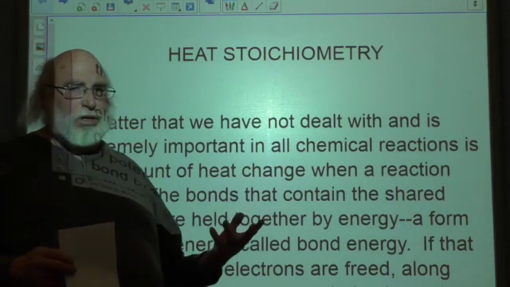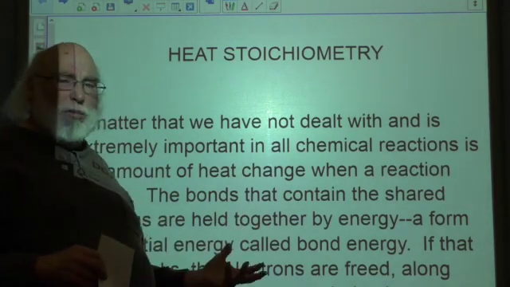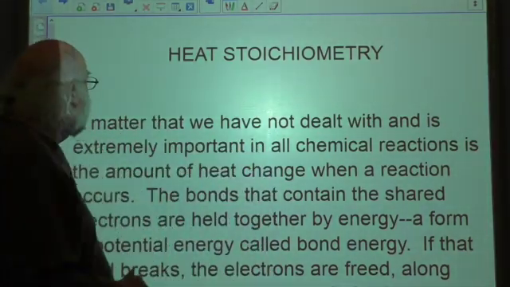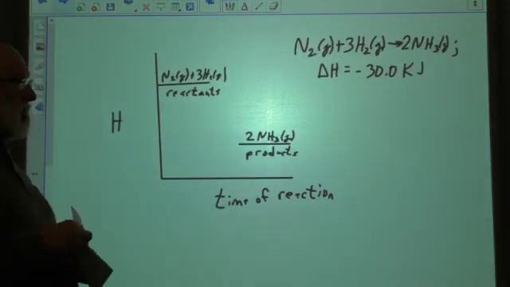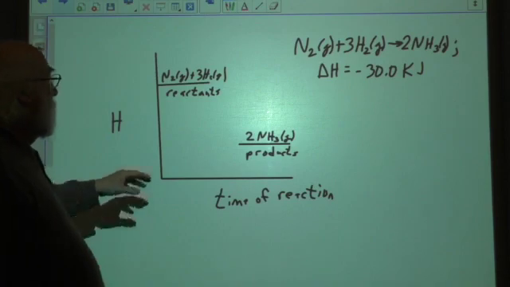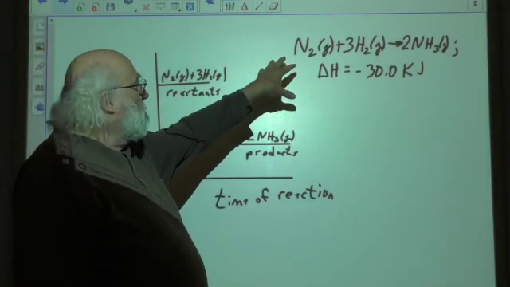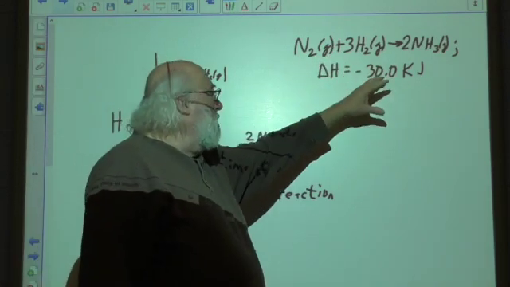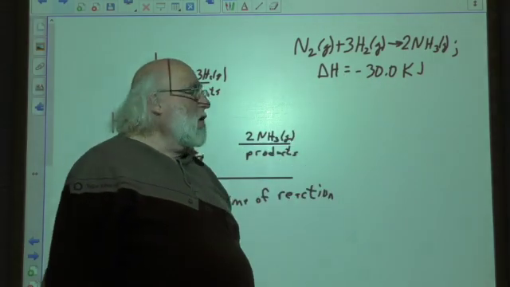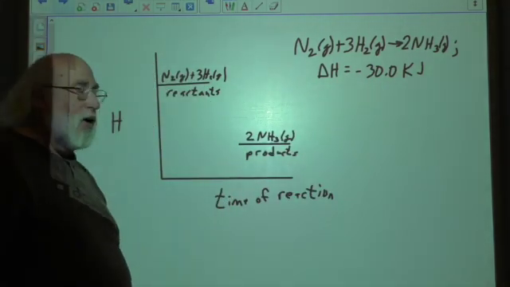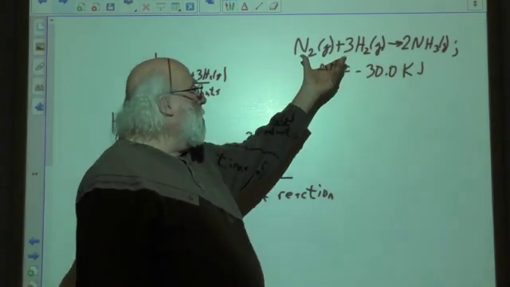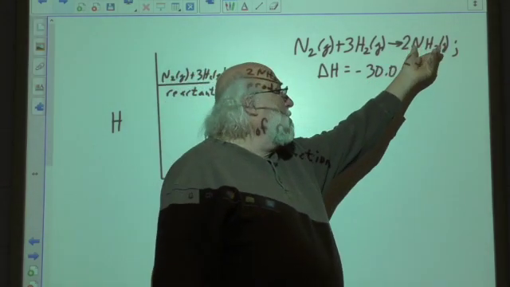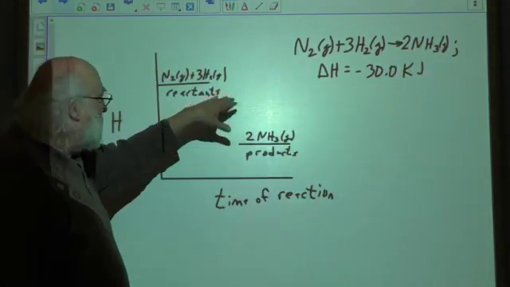So what we're going to do is look at the mathematical relationship of that with how many particles we have in the reaction. This is called heat stoichiometry. Now, let's take this reaction. We have the synthesis of ammonia by reacting nitrogen with hydrogen to create ammonia, and the result is negative 30 kilojoules of energy. In other words, the amount of energy required to hold these molecules together is greater than the amount of energy that is being held here. And that's represented by this graph right here.